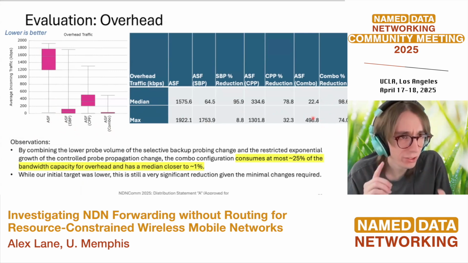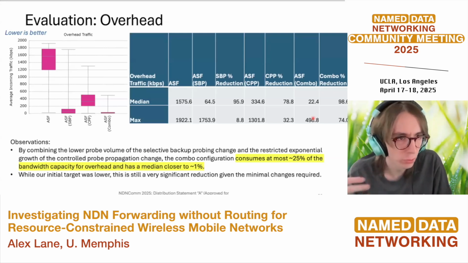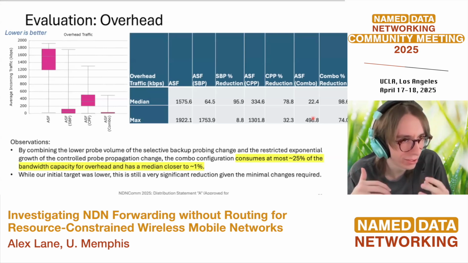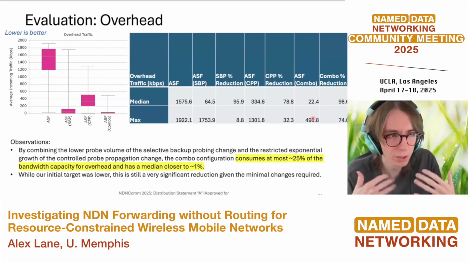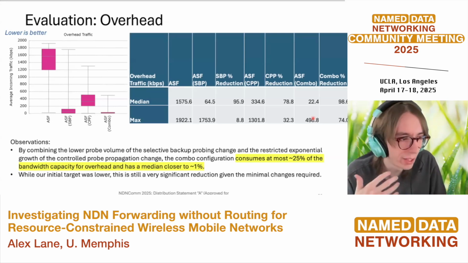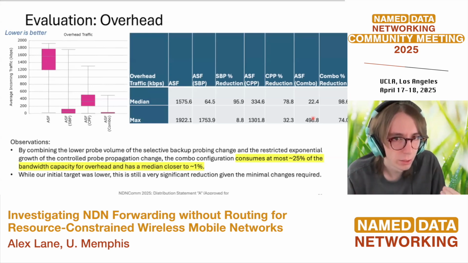The changes interact with the overhead in different ways. Selective backup probing reduces the rate of probing. The controlled probe propagation does more to control worst case scenarios and brings down the maximum, but doesn't necessarily impact the frequency. So in concert, these help to both lower the frequency of probes as well as lower the rate at which they're generated.